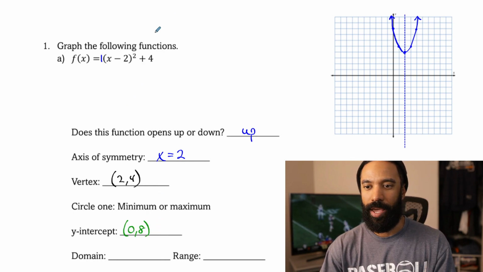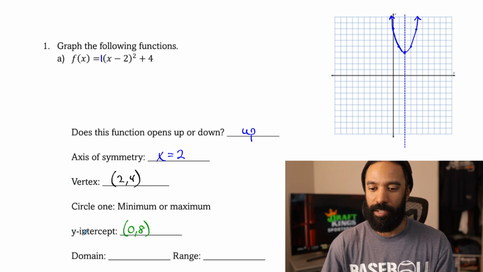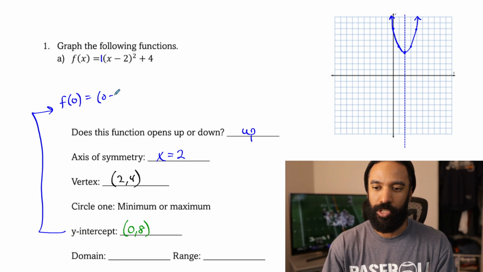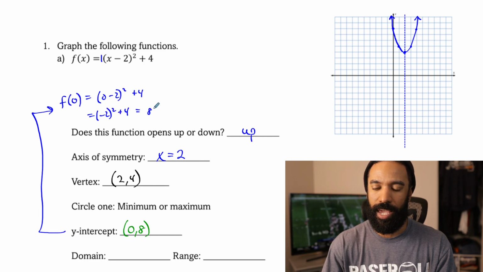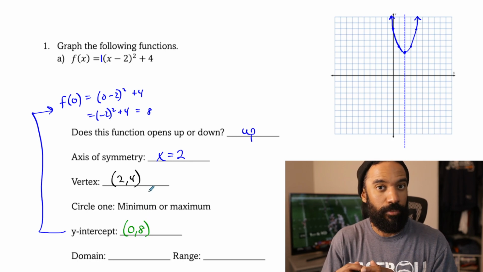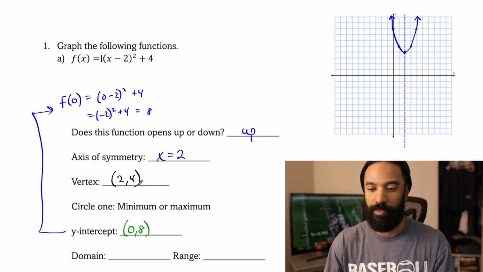There's another way you can get the y-intercept if you wanted to. I could set x equal to 0 in this equation. The y-intercept is the value of y when x equals 0. So it's (0 minus 2) squared plus 4, or (negative 2) squared plus 4, which is 8. So you would get 0 for x, 8 for y. Remember, it's the value of y when x equals 0. That's the important way of saying that.